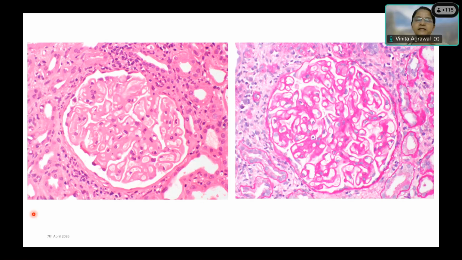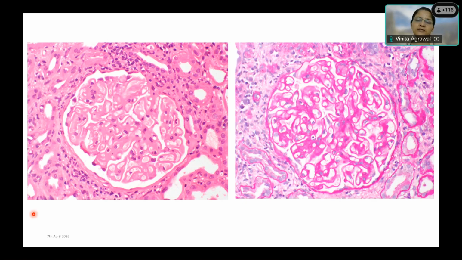Okay, so let me just correct you. We will not use the word diffuse, because you don't know whether all the glomeruli are involved or not. On seeing one glomerulus, I can only say it is global, right? But if all the glomeruli are showing the similar picture, I will say it is diffuse and global thickening of the glomerular capillary loops. Okay, go on.